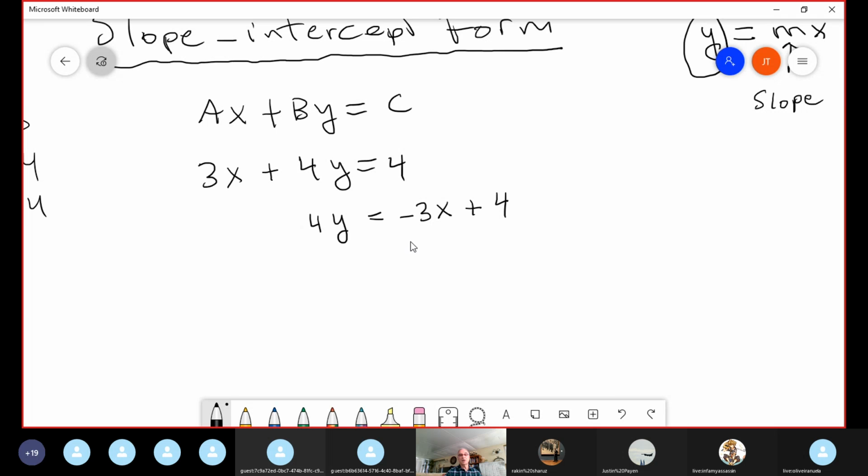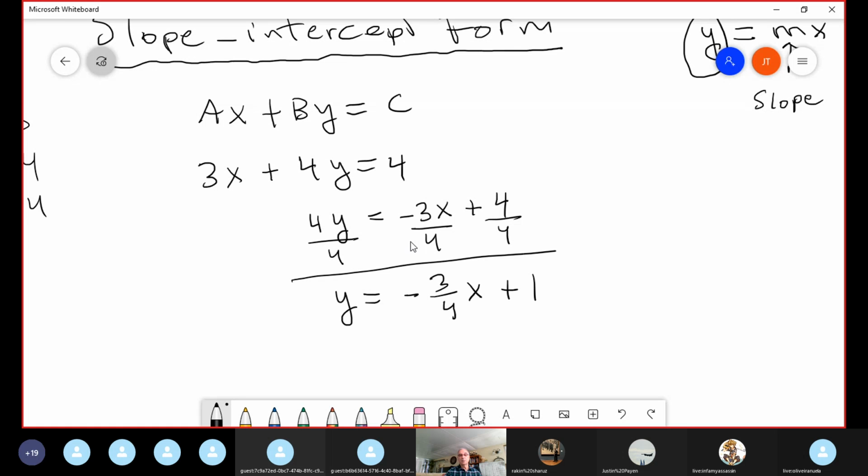Okay, now solve for y, divided by 4, the whole thing. Y alone is equal to minus 3 over 4 x plus 1, because 4 divided by 4 is 1. Compare this idea and this idea.